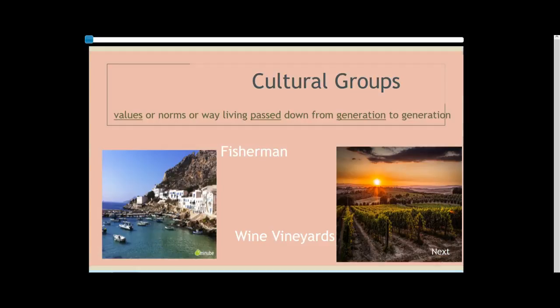So the next we have here is cultural groups, and these are values or norms or the way of living passed down from generation to generation. So in the Italian culture, you have kind of two different groups, and there's also like three. You have the industry norms and living in generation to generation. You have the fishermen, and then you have the wine vineyards. And so these are things that have been passed down year after year.